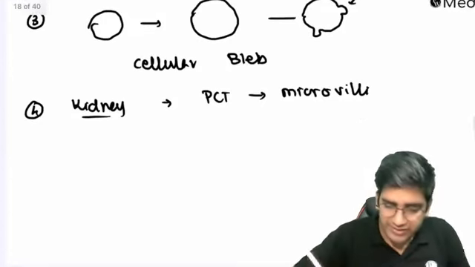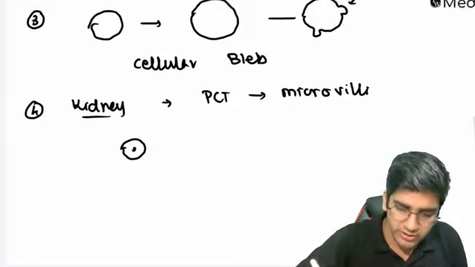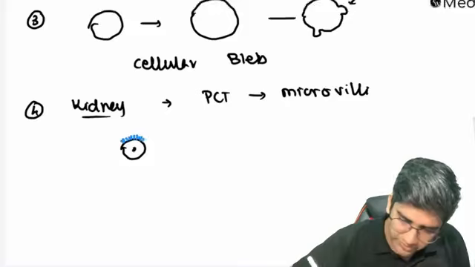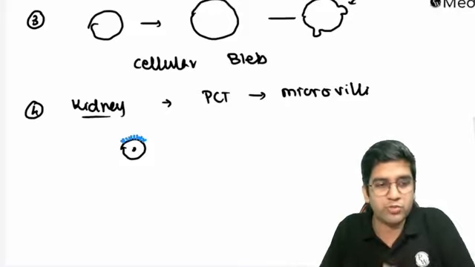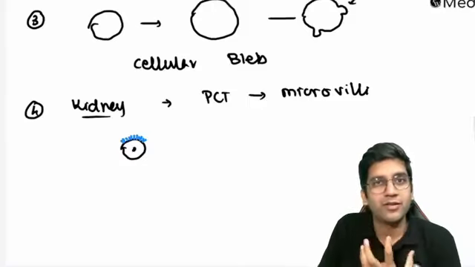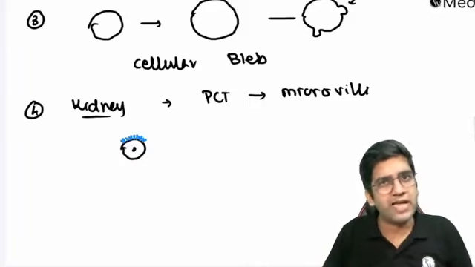In other words, when I take a normal proximal convoluted tubule cell, let's say I'm having very, very tiny microvilli like this. They are bristles, they are the brush border, extremely close. The cell is going to swell, it's going to become bigger and bigger. What do you think will happen to the microvilli? Will they be damaged?